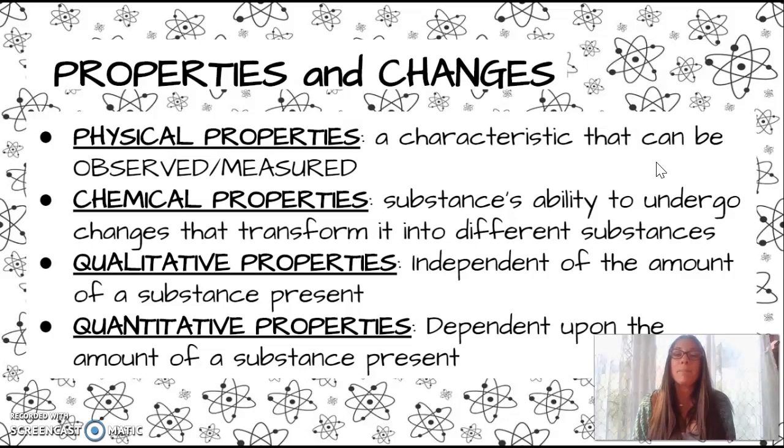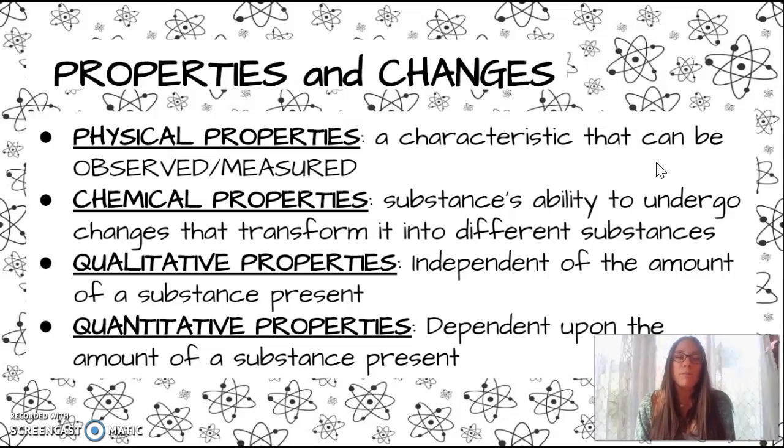Chemical properties are the ability of a substance to change into something else. These would be things like flammability. Flammability means the ability to catch on fire. So if we were to light something on fire, it would end up as something different than it started, and it would have undergone a chemical change.